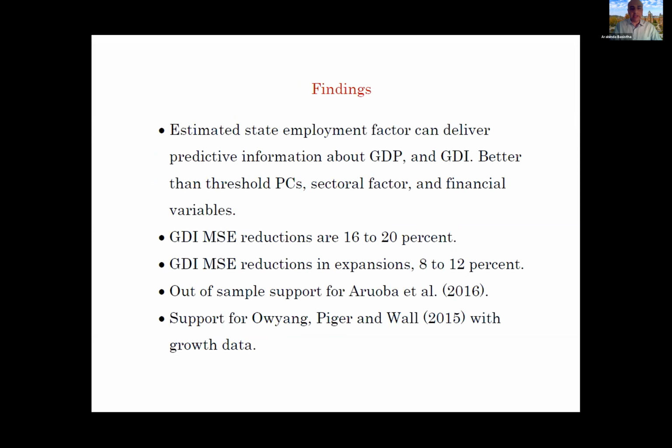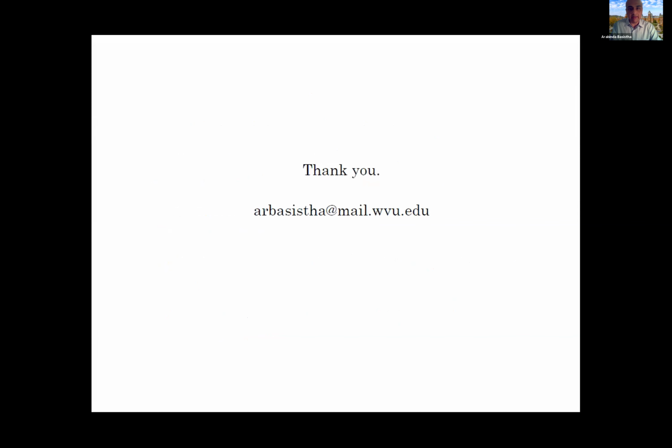So overall summary, what do we gain? It can deliver pretty good predictive information. GDI results are much better, from 16 to 20%, even in expansions, 8 to 12%. We do have, to the best of my knowledge, out of sample support for Aruoba and somewhat beyond Piger results, Oyoung Piger Wall results for GDI, including non-recessionary periods. So I'll just stop there.